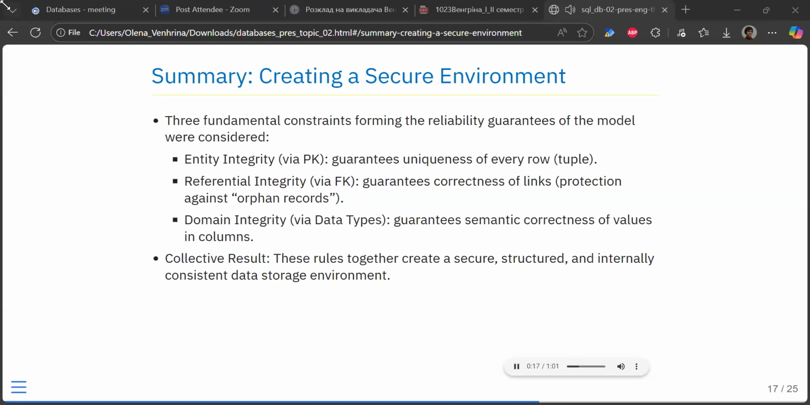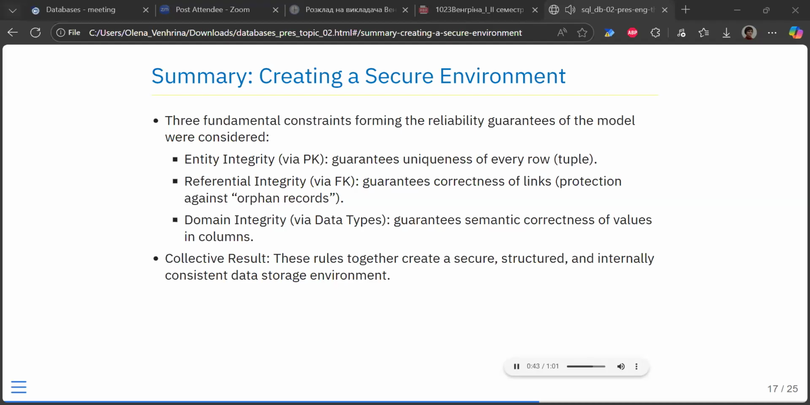Referential integrity, thanks to the foreign key, guarantees that we cannot refer to non-existent data, protecting us from orphan records, and domain integrity guarantees that only correct, admissible values are stored in our columns. Together, these three rules create what can be called a secure and internally consistent storage environment. We can be sure that the data in our database is correct and reliable.